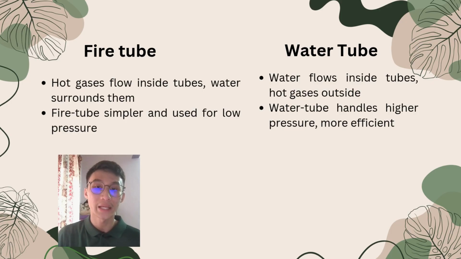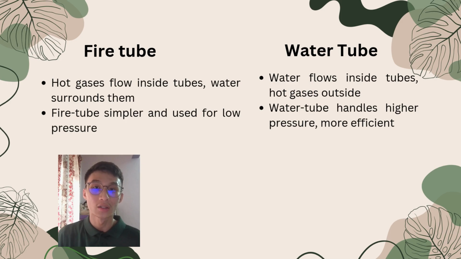There are two main types of boiler tube design, which are the fire tube boiler and the water tube boiler. In a fire tube boiler, the hot gases from combustion flow inside the tubes and the water surrounds the outside of the tubes. This is simple, cheaper, and usually used for low pressure applications. However, it cannot handle very high pressure or very high steam output.